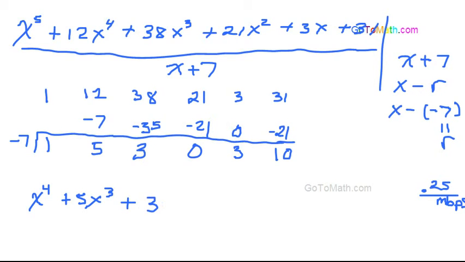3x squared, that's going to be 0x, and then we're going to have plus 3. Hope I didn't make any mistakes with my short story there.